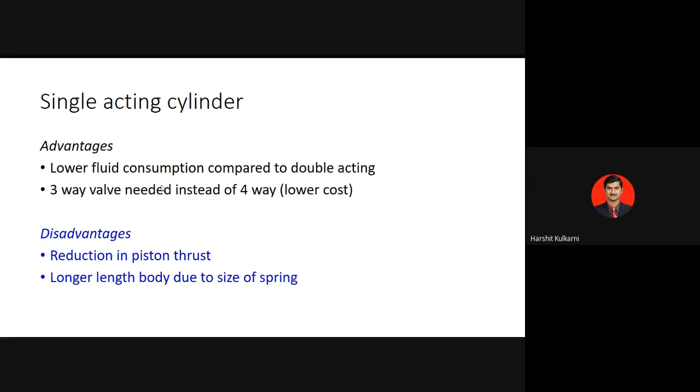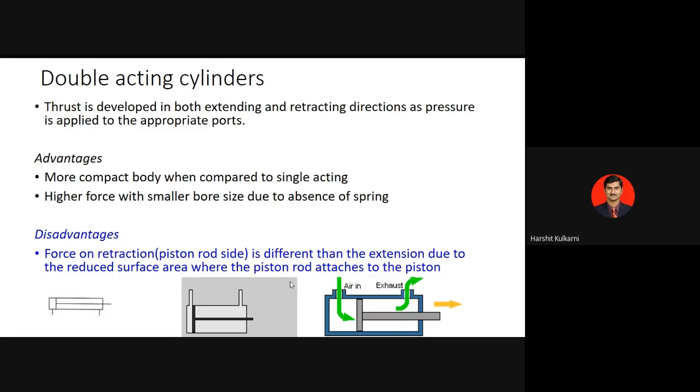For the single acting cylinder, you can remember a few advantages and disadvantages, in case asked. It has lower fluid consumption compared to double acting, because in double acting we have oil filled at both ends. Then, with regards to the valves to control direction, flow, and so on, we can use a three-way valve instead of a four-way valve. The disadvantage is reduction in the piston thrust. You cannot use it for very heavy loading. Thrust is less, and there is a longer length of the body due to springs. So the spring occupies more length.